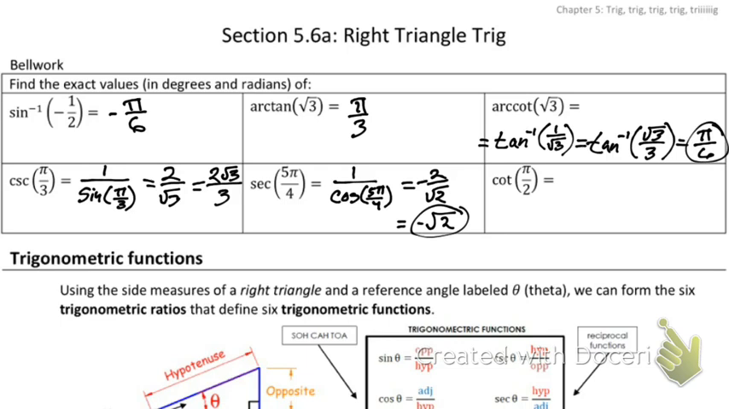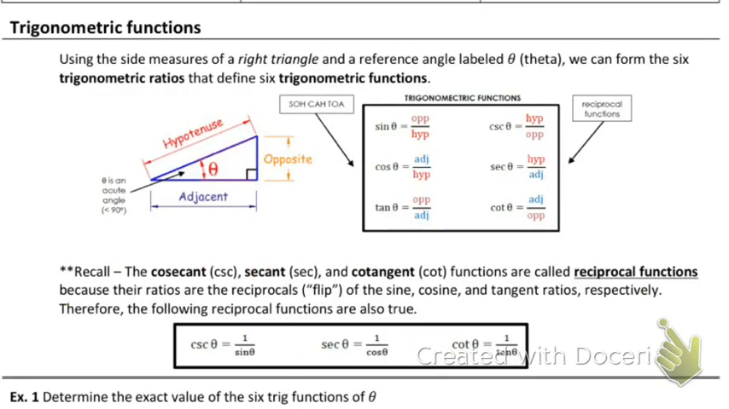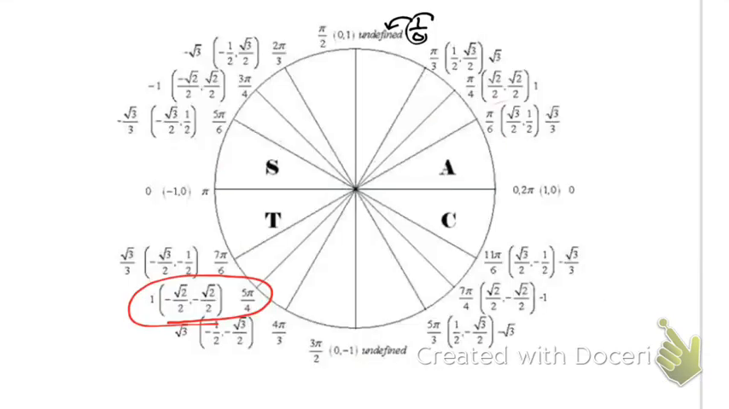Finally, cotangent. If we're looking for the cotangent, we're looking for the reciprocal of tangent of pi over 2. That means we just go to the unit circle and find pi over 2. Pi over 2 is right here. The tangent's undefined. If the tangent is undefined, it's undefined because it is 1 over 0. The reciprocal of 1 over 0 is 0 over 1, which is defined and will actually be 0.